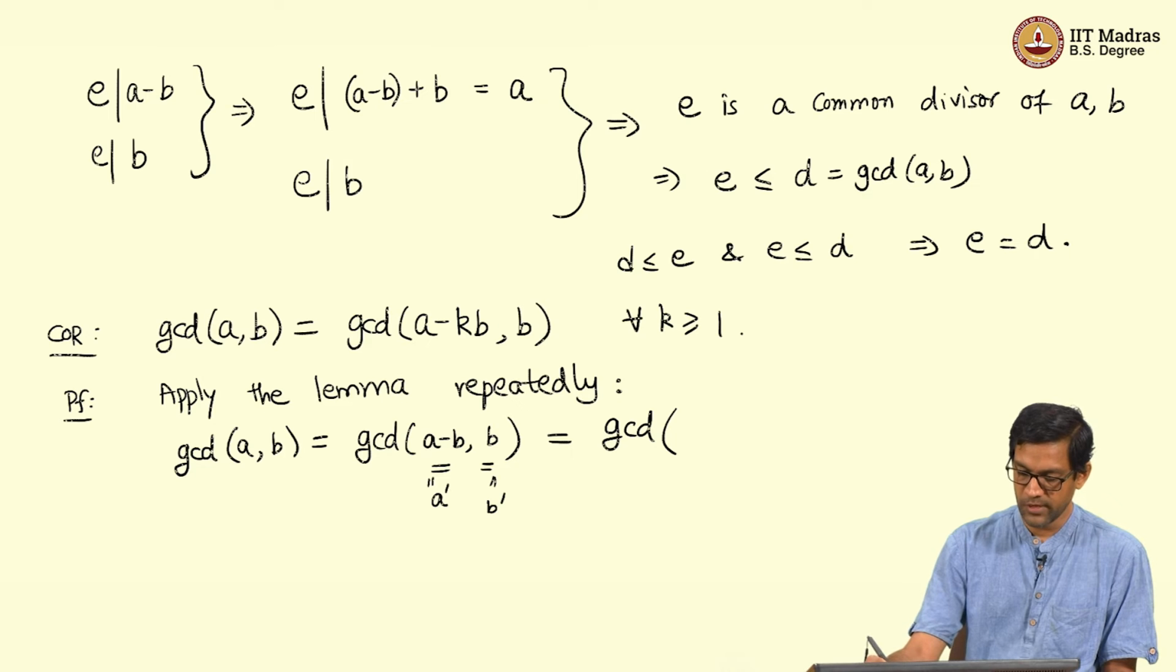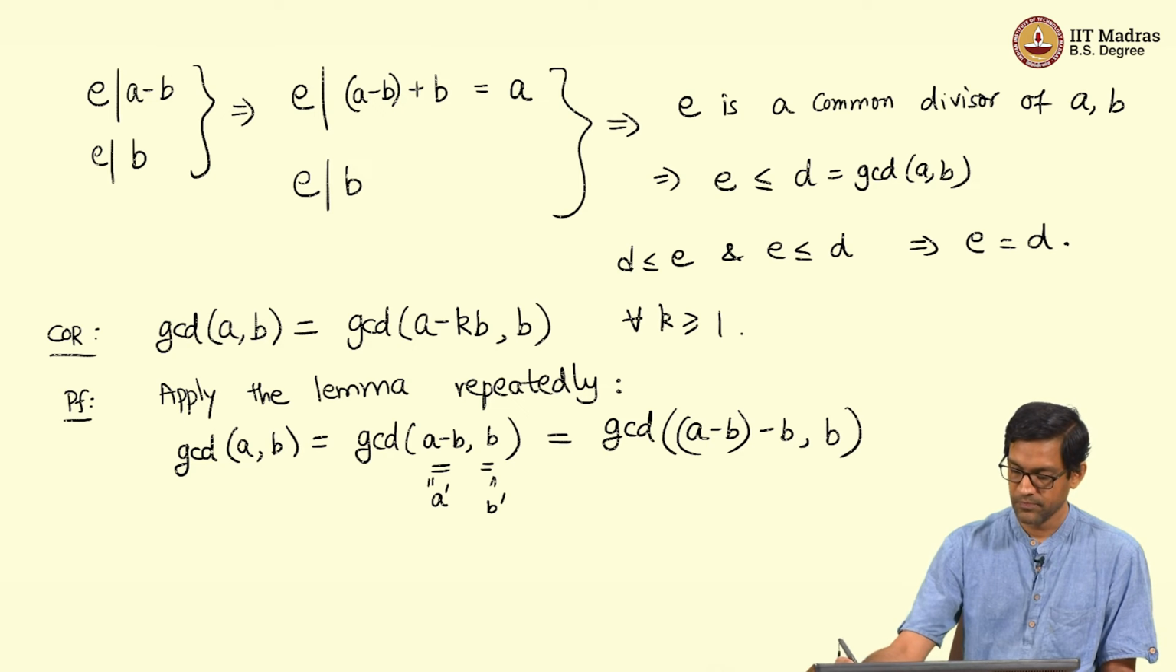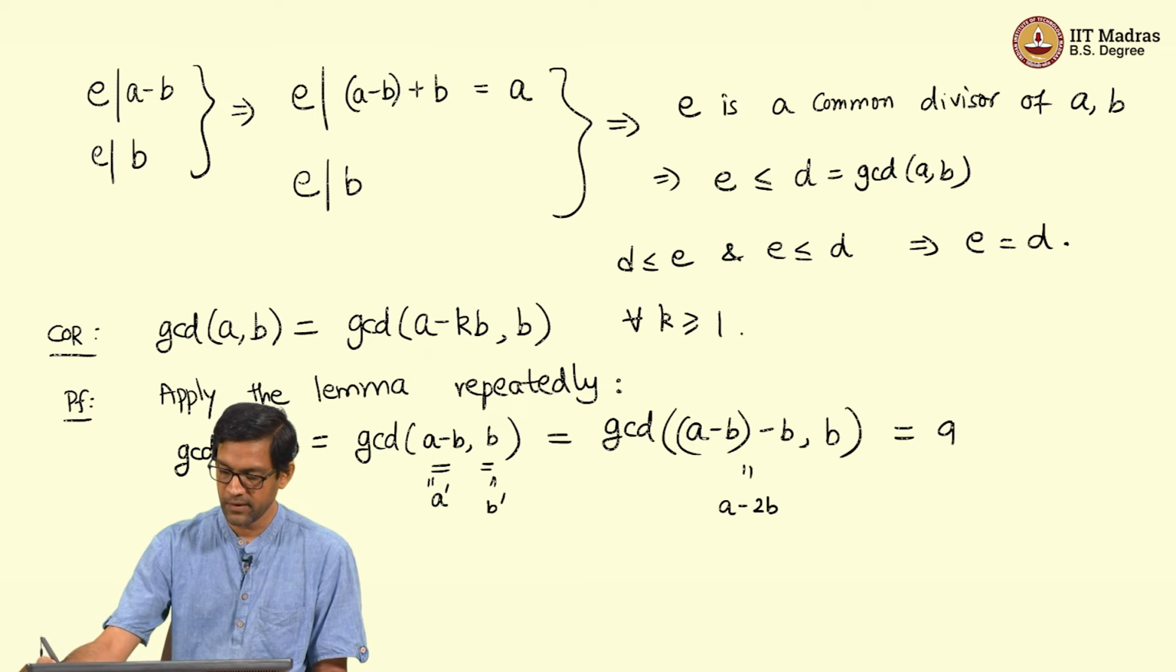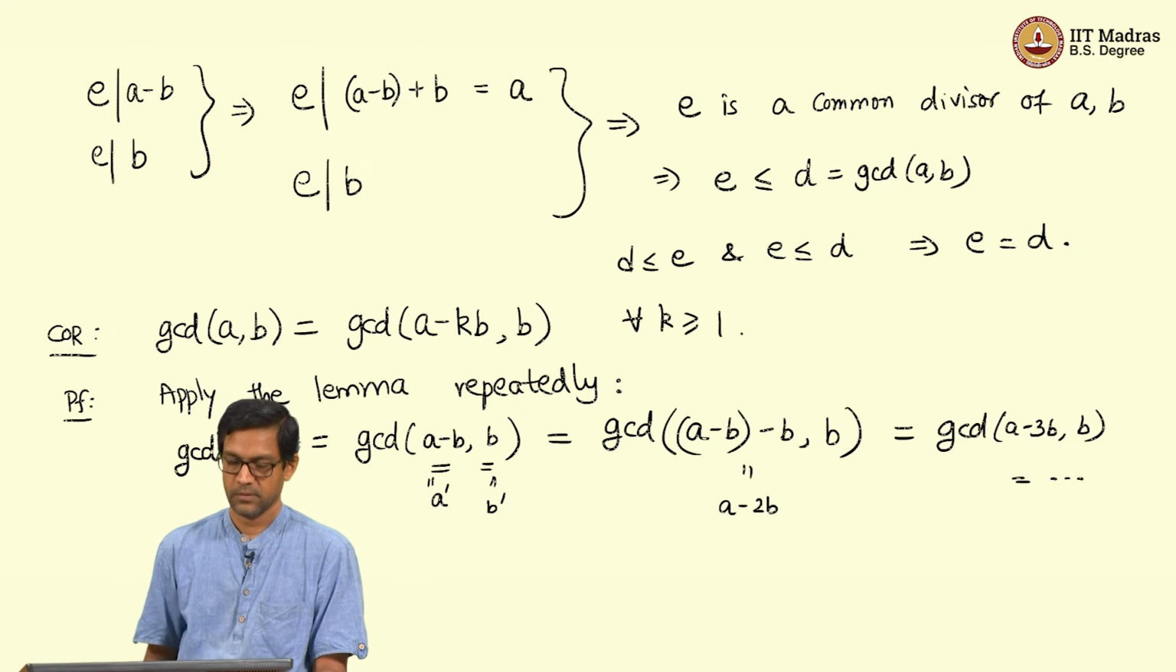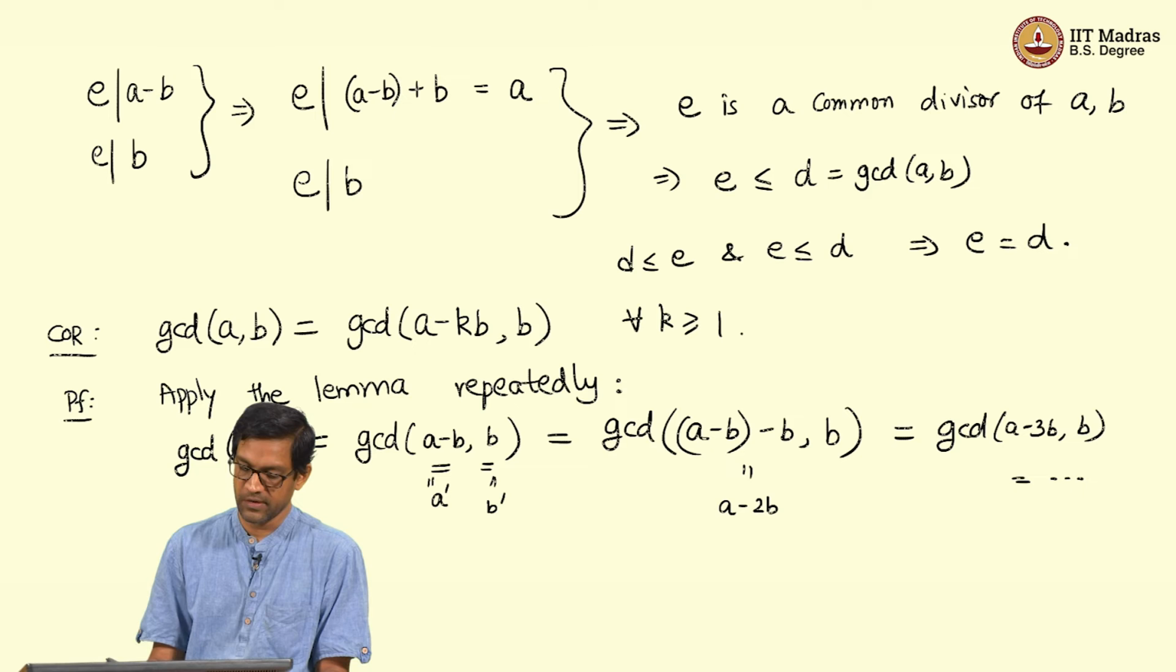So, this is equal to the GCD of their difference. So, A minus B, comma B. Okay, but what is that? That is just GCD of A minus 2B comma B, right. So, this is A minus 2B and that guy is B. Now, I apply the lemma again, I get GCD A minus 3B comma B and so on. Okay, so, you can sort of see how this argument works. You just keep applying the lemma repeatedly, you get this.